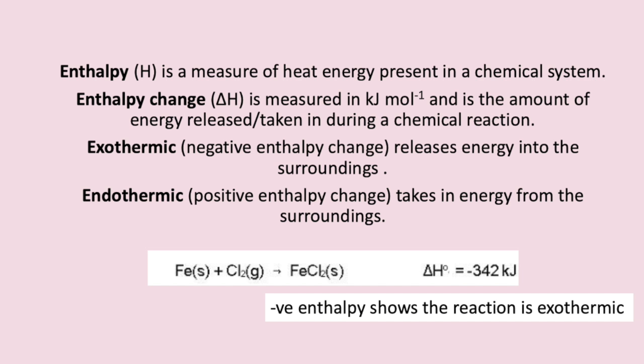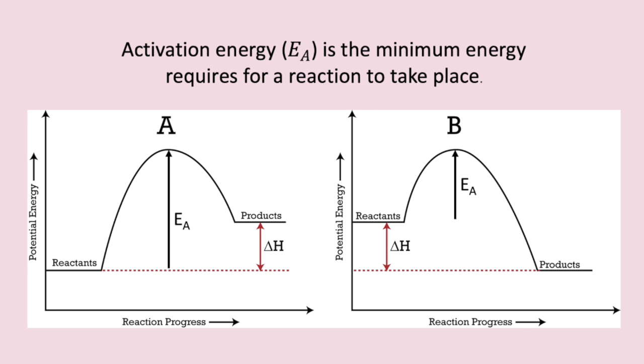Exothermic means that energy is released into the surroundings. It is denoted as a negative energy change. Endothermic is when a reaction takes in energy from the surroundings. This is a positive enthalpy change. Enthalpy profile diagrams show the relative enthalpies of reactants and products. We need to look at the endothermic and exothermic enthalpy profile diagrams.